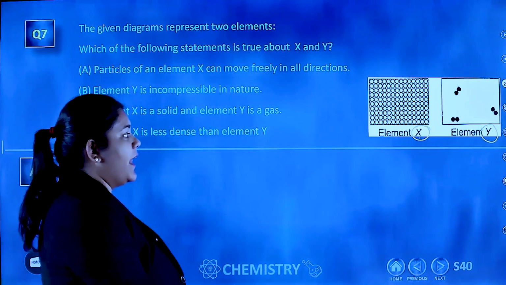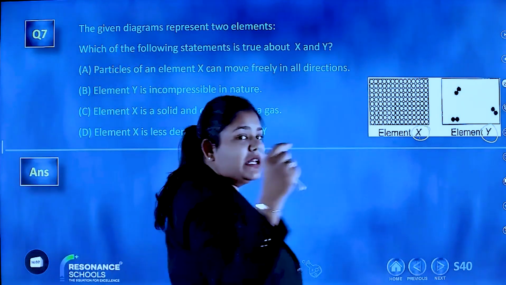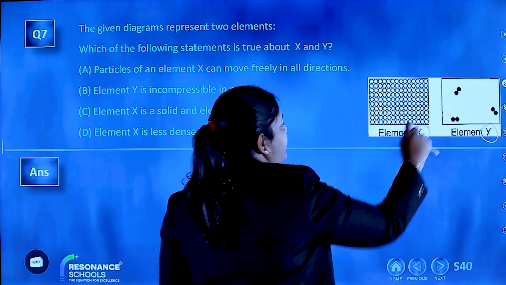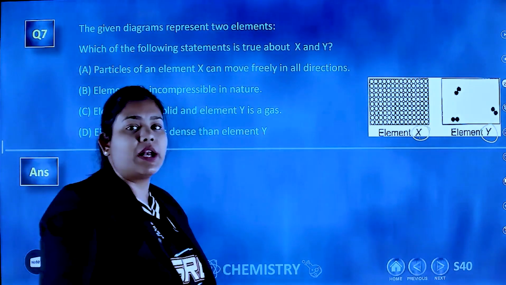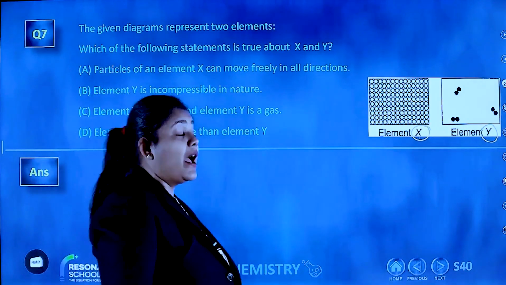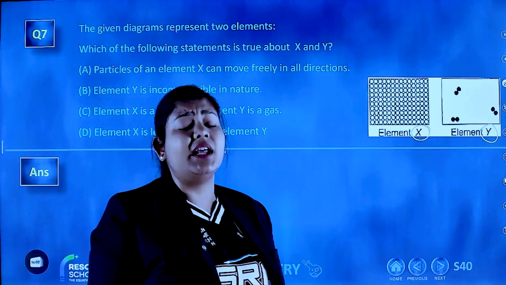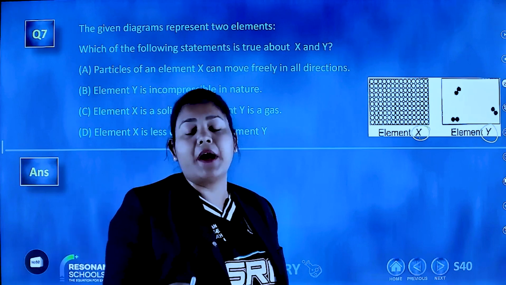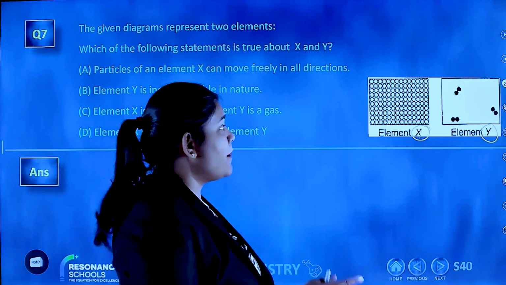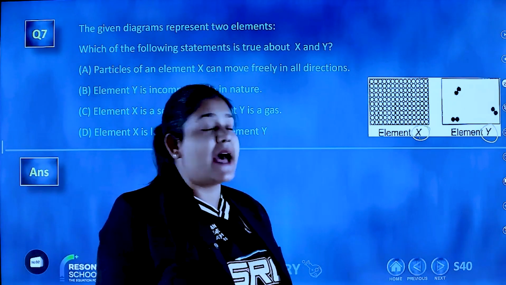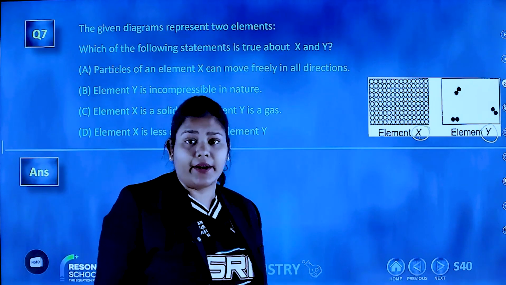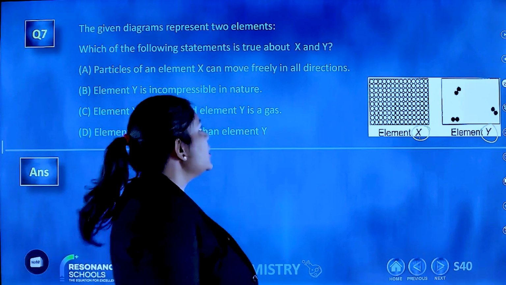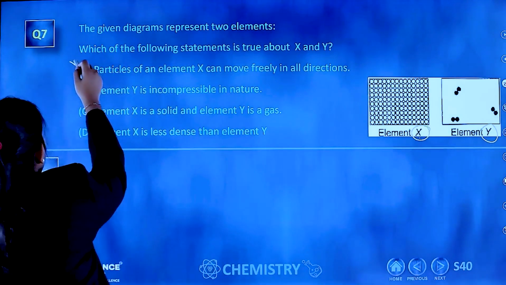From the diagram, I can identify that element X looks like a solid and element Y looks like a gas, because the particles are very far away, not a little bit far, but very far. So element Y is a gas and element X is a solid. In a solid, when particles are very close to each other, they cannot move freely. So option A is definitely not my answer.